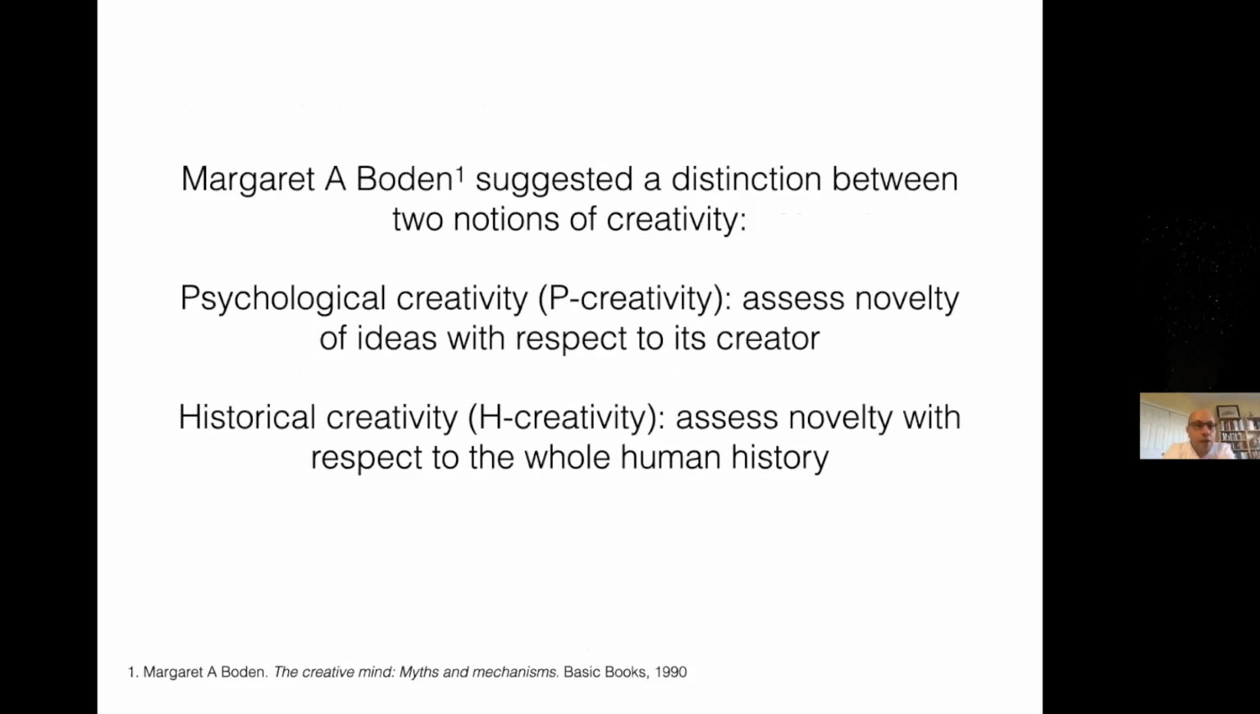One person in the audience asked a question referring to Margaret Boden. So Margaret Boden suggested basically two distinct notions of creativity: the psychological creativity, or B creativity, which assesses the novelty of an idea with respect to its creator, versus historical creativity, which is assessing the novelty with respect to the whole human history. Is what I'm creating valuable and novel compared to all that happened in history? So this is the subjective. This is the objective measure. The psychological creativity is more of a subjective measure, but historical creativity is an objective measure.